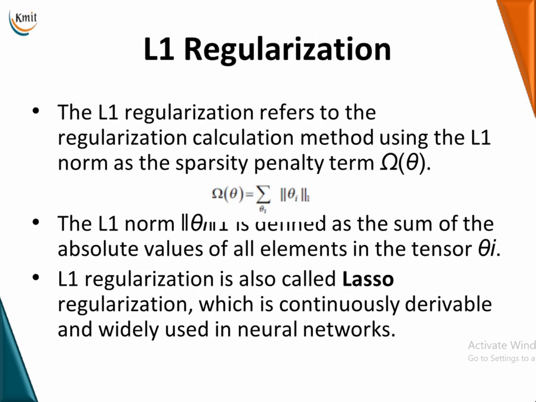Now quickly moving on to L1 regularization. L1 regularization refers to the regularization calculation method using the L1 norm. So you can see the change in the formula now. Now I have here the summation of modulo of theta i over 1. That is defined as the sum of the absolute values of all the elements in the tensor. Now I'm talking about a tensor, okay, it's a big dimension now. So the L1 norm is defined as the sum of absolute values of all the elements in the tensor theta i. The other name for L1 regularization is lasso regularization. It is continuously differentiable, and it is therefore widely used in neural networks.